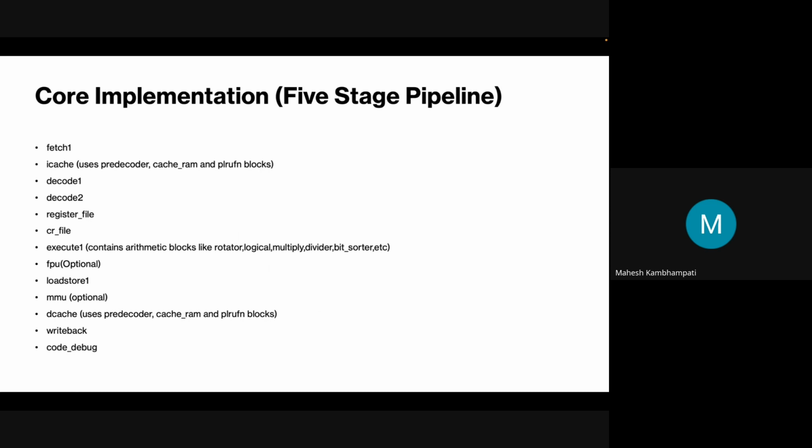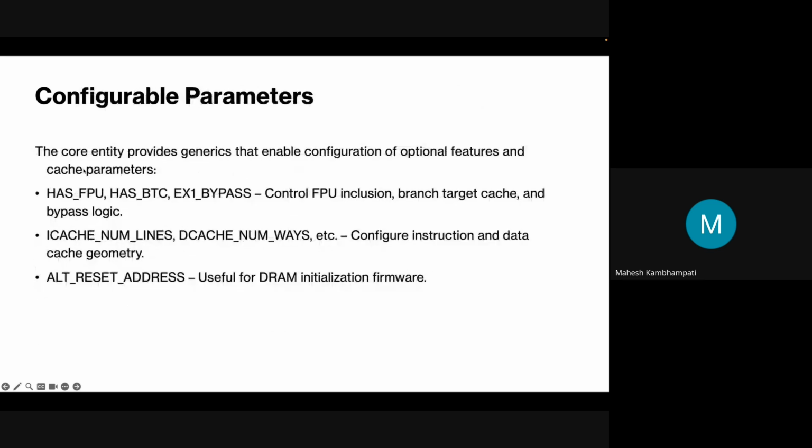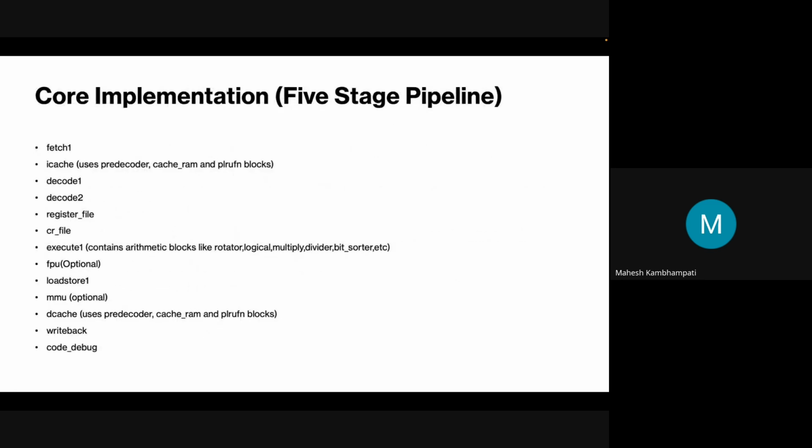We can see the core implementation. This is the basic pipeline. We can see the fetch, which helps in fetching the address. Fetch one helps in fetching the address from the PC and feeds it to the iCache.